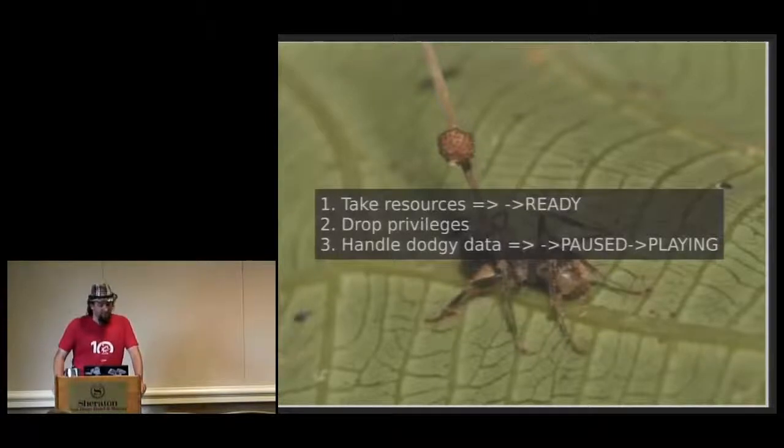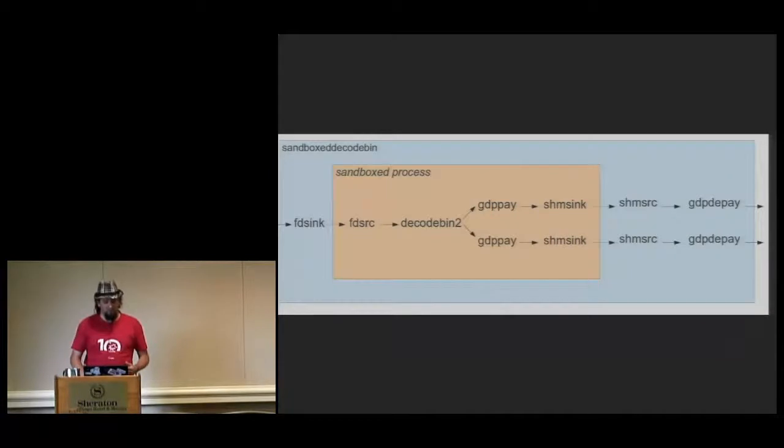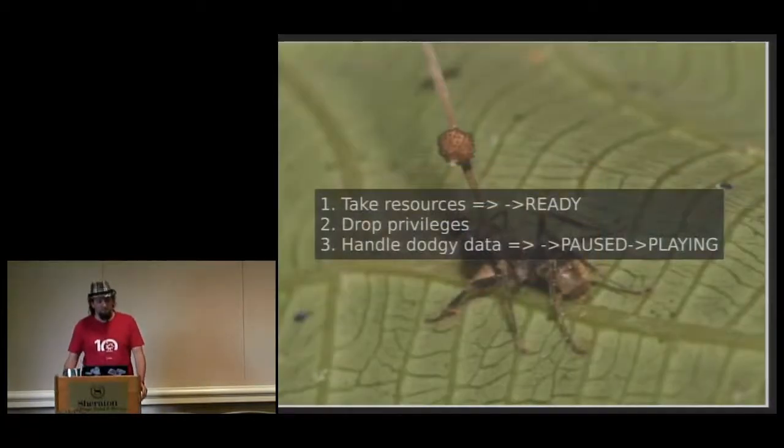So the idea, what I do in this element, but that wouldn't work universally, is that first we take all the resources. I kind of count on the elements that run inside the sandbox to take the resources that they need. So that's this FD src, the decode bin, GDP depay, and SHM sinks.